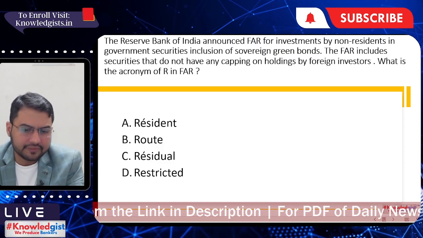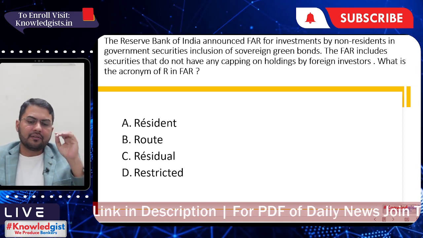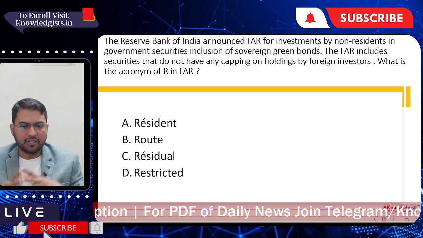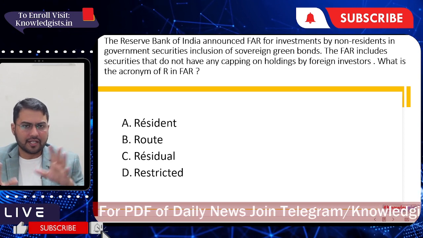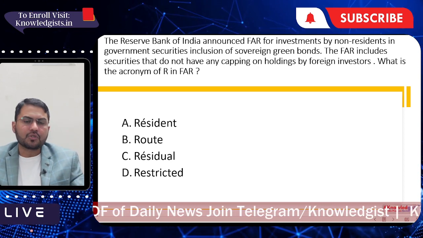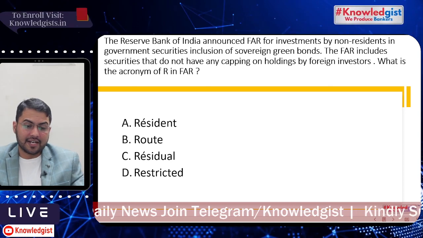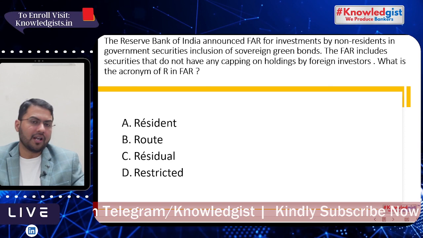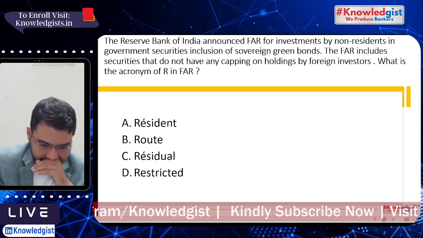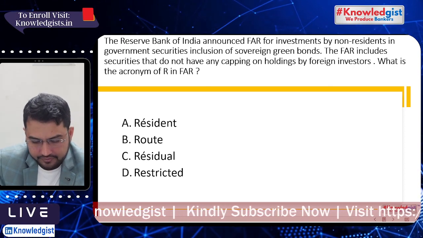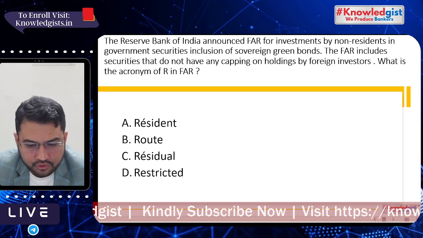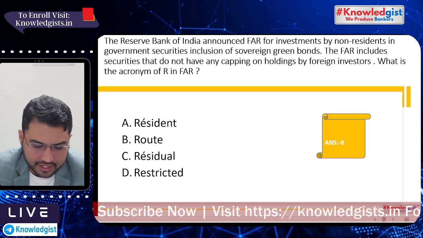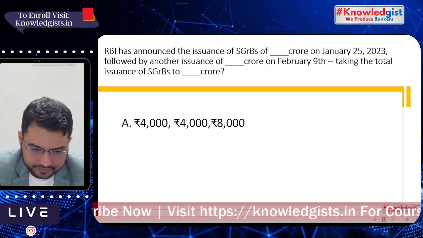The Reserve Bank of India announced investment by residents in government securities with the inclusion of sovereign green bonds. Sovereign green bonds are included in FAR. So what does R stand for in the acronym FAR? Resident, Route, Residual, Restricted. I know, Fully Accessible Route, FAR, is the right answer. So B is the right option here.